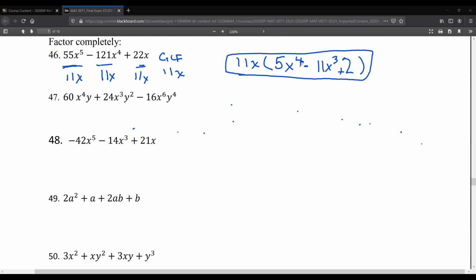All right, maybe we can hop down to number 48. Again, the direction says factor completely. The first thing you have to do is look for the greatest common factor. So what's the greatest common factor in 48? 7x, right, 7x is definitely a greatest common factor. But because I'm looking at this negative sign here, let's factor out a negative 7x as the greatest common factor.